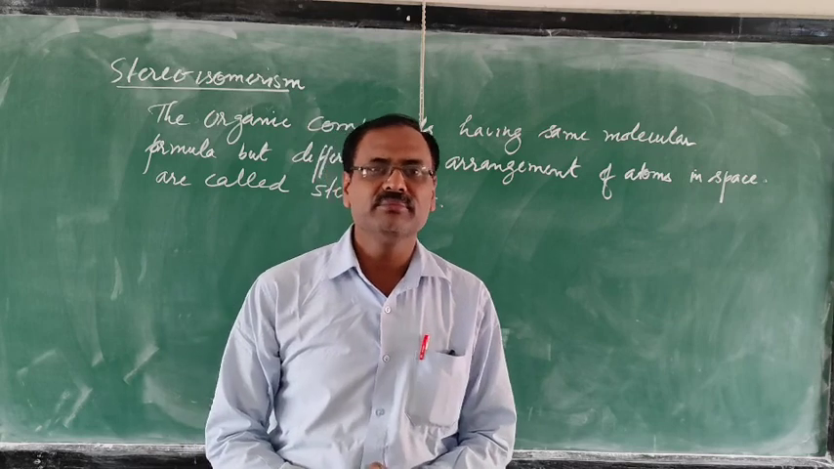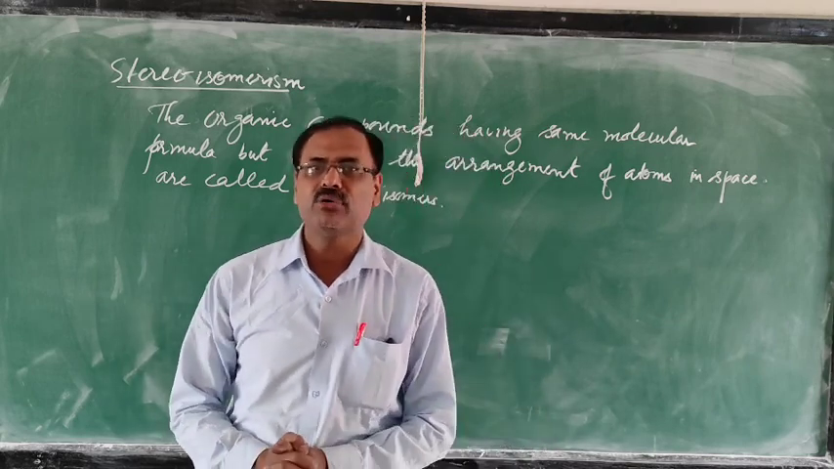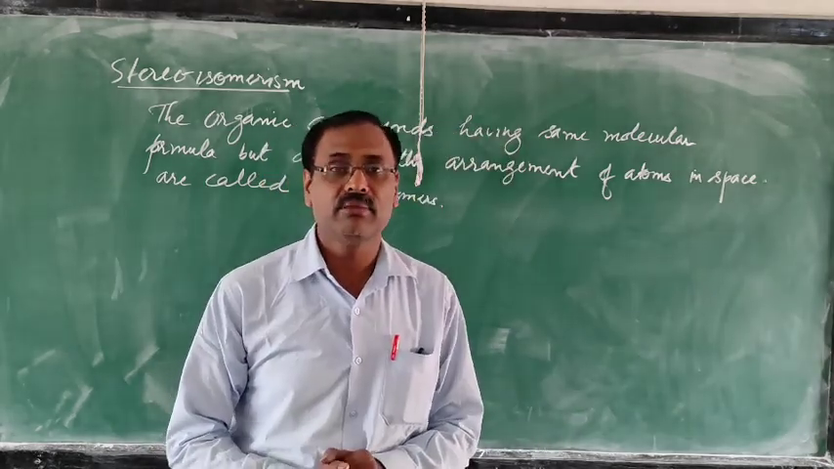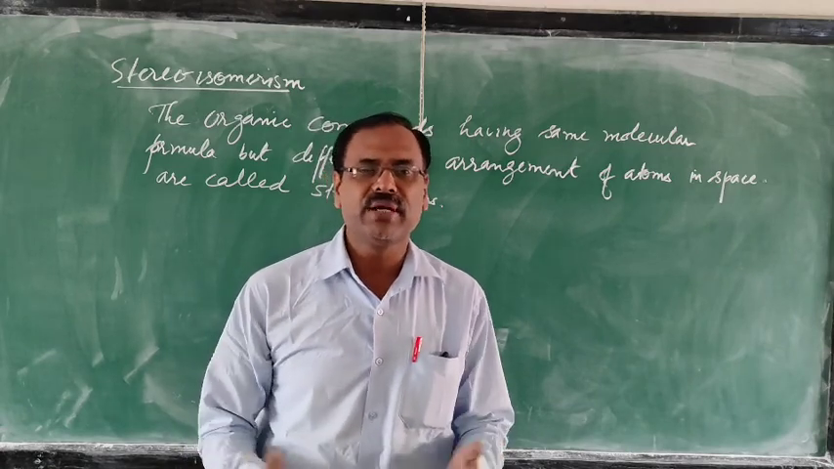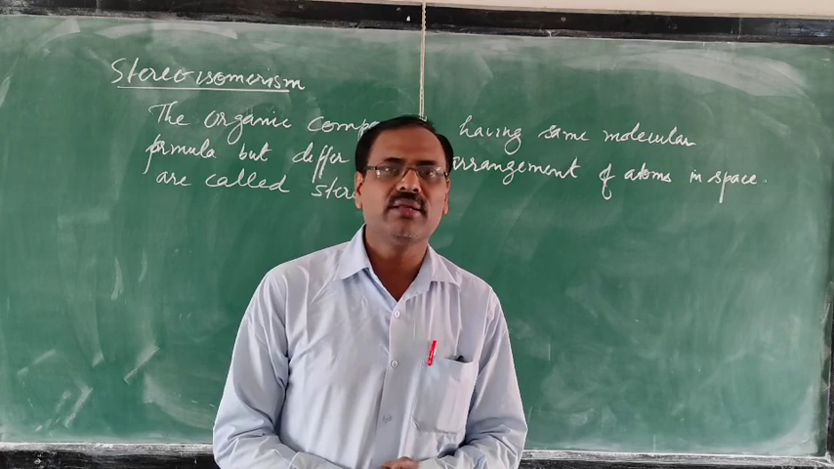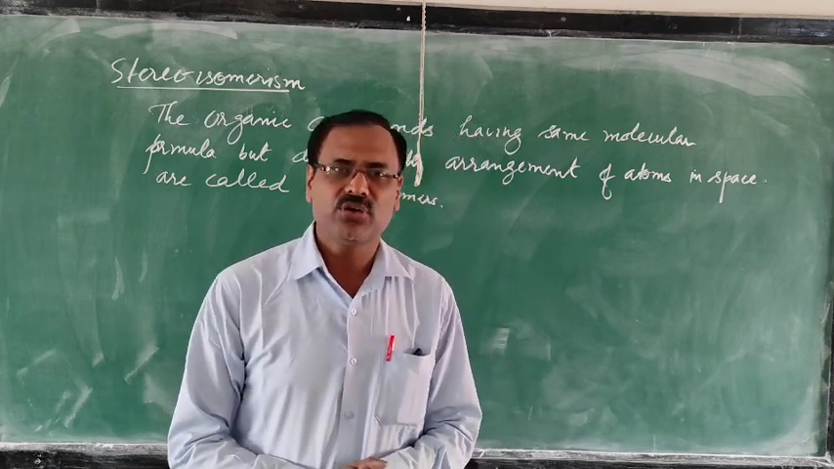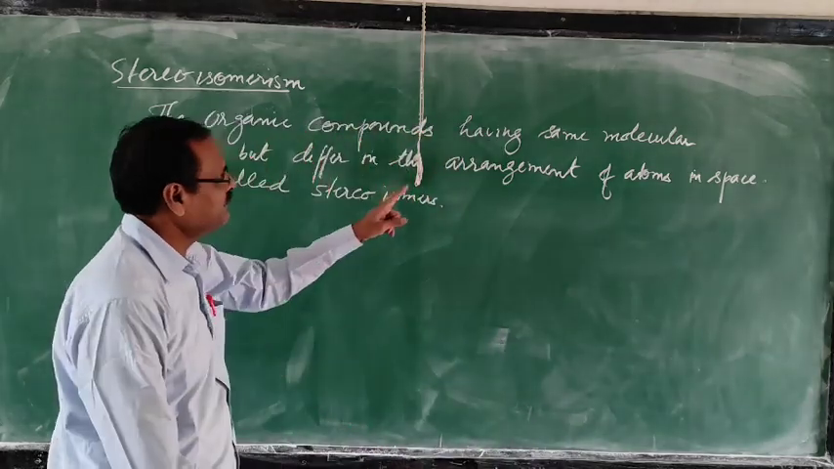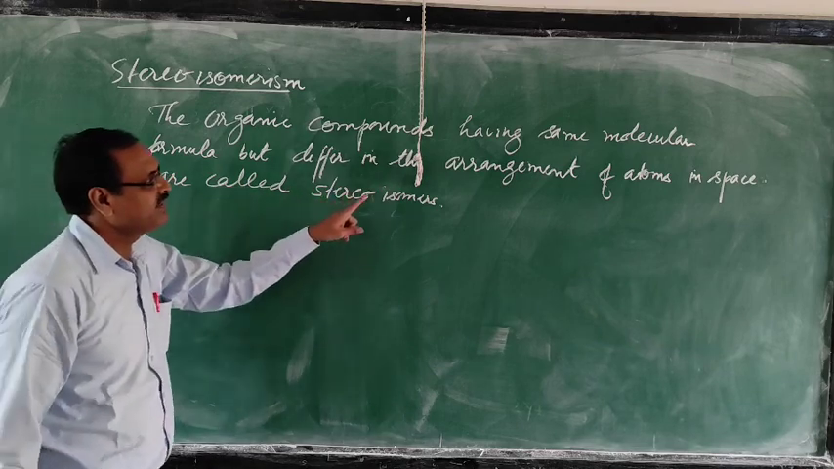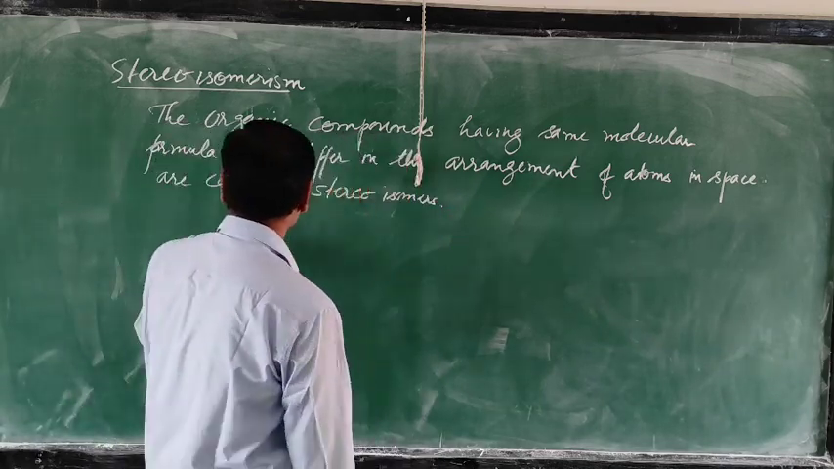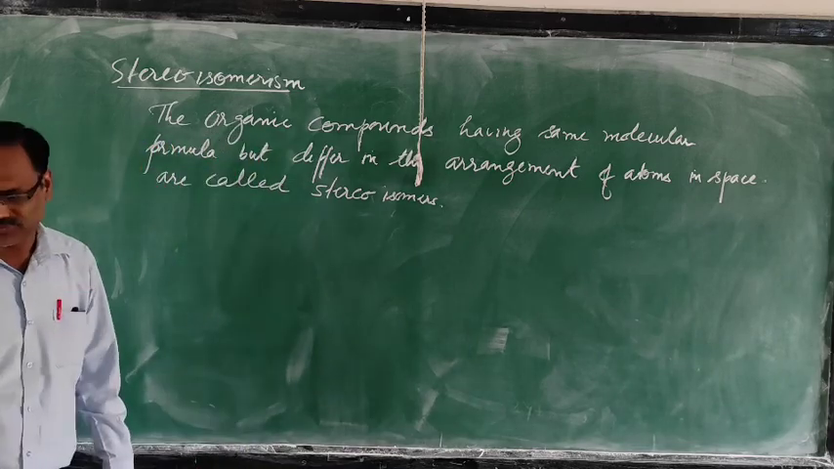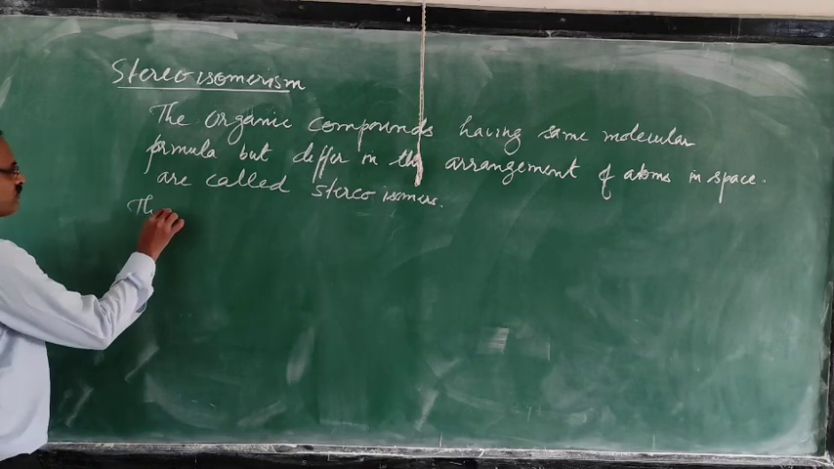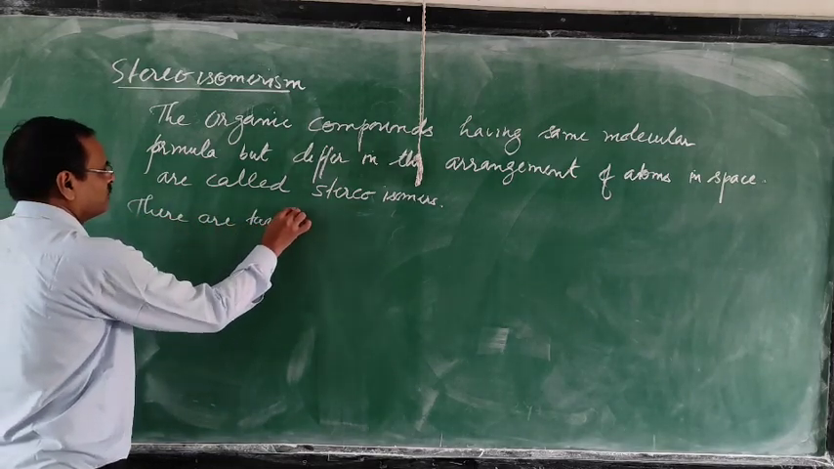In stereoisomerism, organic compounds having the same molecular formula, but the arrangement of atoms in space will be different. Such compounds are called stereoisomers, and the phenomenon is called stereoisomerism. So the organic compounds having the same molecular formula but differing in the arrangement of atoms in space are called stereoisomers. And there are two types of stereoisomers.